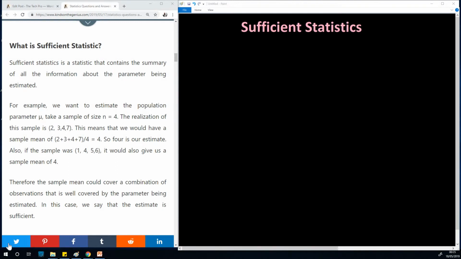My name is Kenton the Genius, and today I'm going to explain sufficient statistics. Sufficient statistics is actually what I'm going to explain.